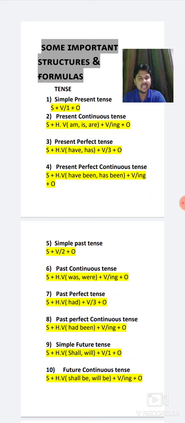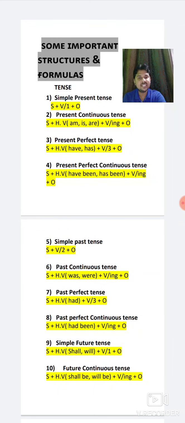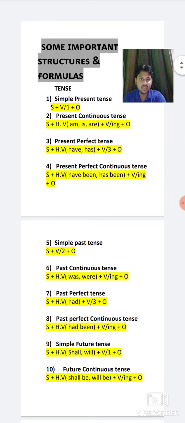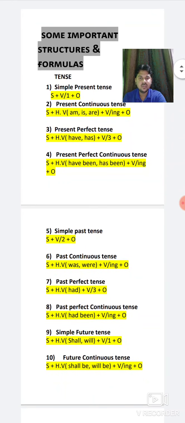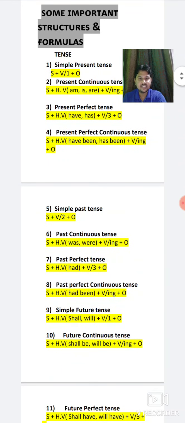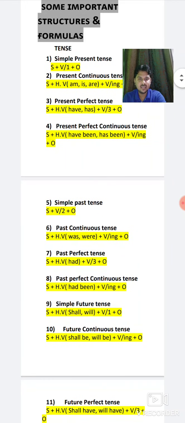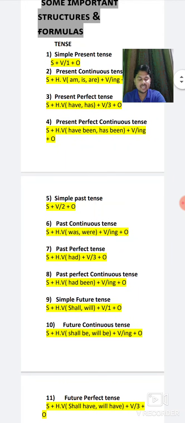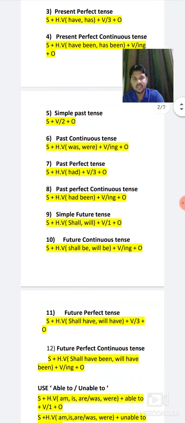Fourth one, present perfect continuous. At the last again what word came, students? Continuous is there. It means that 100% we have to use verb ing in this answer. Then also look at the structure: present perfect continuous tense, subject, after that helping verb have been or has been. After that verb ing, and at last the object will be there. So like that we have completed the complete present tense.